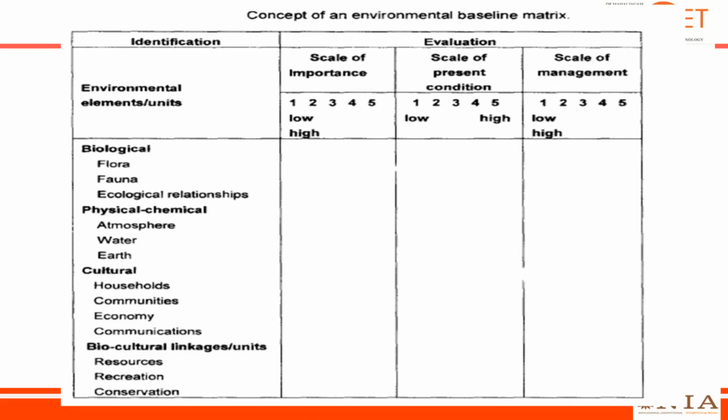So you make a table like this, and then you give the scale of importance, right? The scale of the present condition, scale of management. In the first column you have all the environmental factors, so how much importance to give for each factor, what is their present condition, whether it's good or bad, how to manage them, whether it is easy or difficult to manage them, something like that.